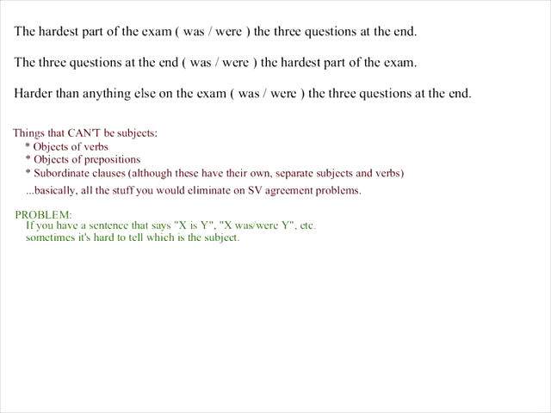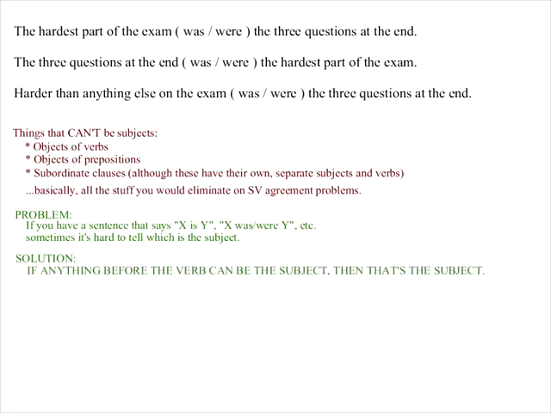So here's the rule. The solution is surprisingly simple, actually. It's kind of cool. If anything before the verb can be the subject, then that's the subject. If nothing before the verb can be the subject, then you have what's called a backward construction, in which the subject follows the verb.